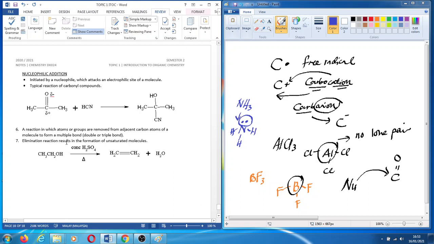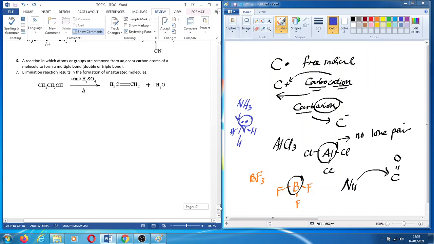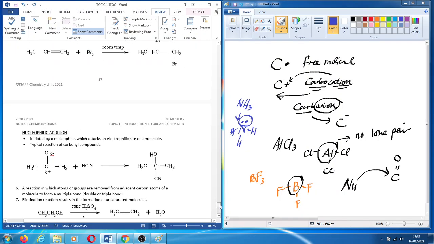And for the last one, the elimination reaction. In an elimination reaction, from a single bond you will get a double bond, or from a double bond you will get a triple bond. This is OH. You eliminate OH. You eliminate one hydrogen here. Thereby, it will produce a double bond. This is an example of an elimination reaction. Exactly, to know the type of reaction, you have to look at the reactant and you have to look at the product. It will help you to know which type of reaction it is.